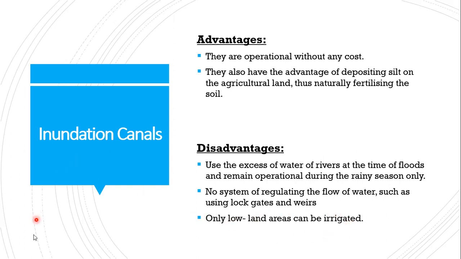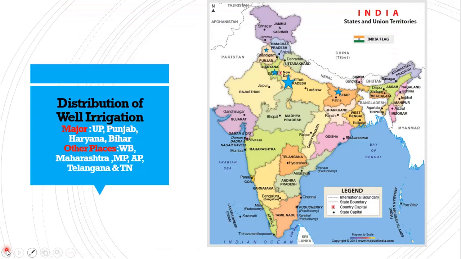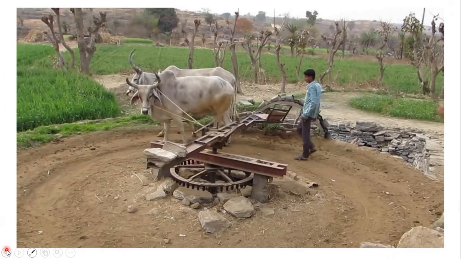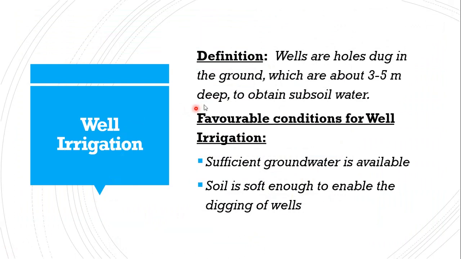So when we learn, children, always learn for one system when we talk on it. Like I started with well irrigation, where I started with definition, then favorable condition. Then I moved on to the picture.